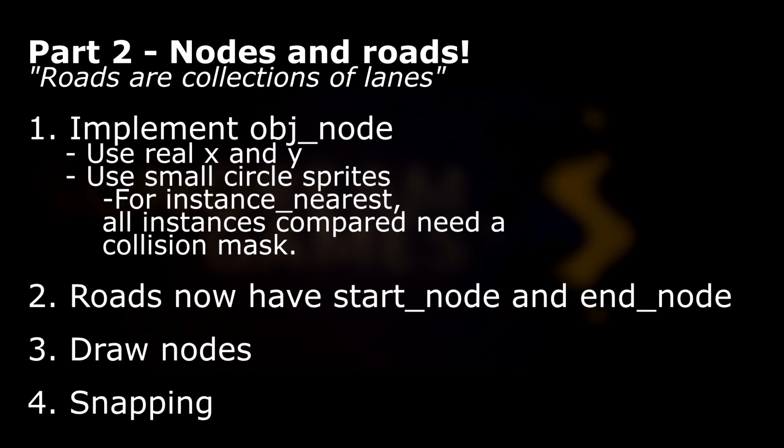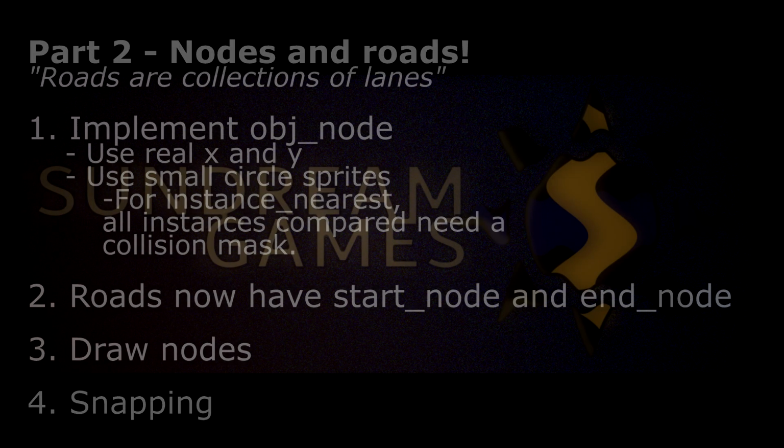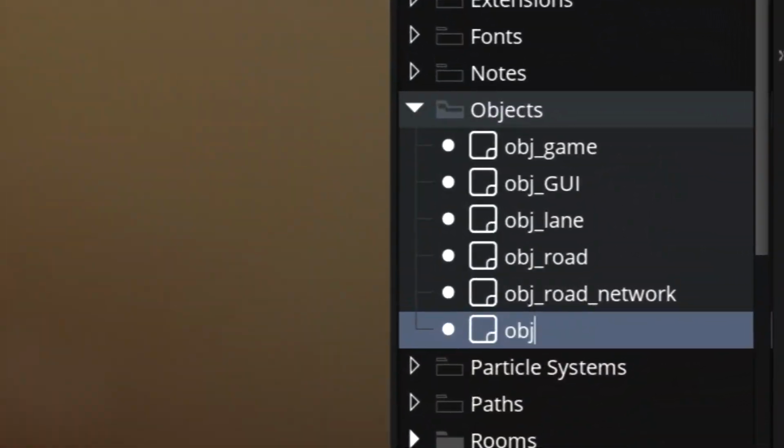Roads will have a start node and an end node instead of these x and y's. They will also be put into the road network instead of the lanes. Furthermore, we will draw the nodes and we will implement snapping, so you can snap to nodes. Let's just jump right into it.